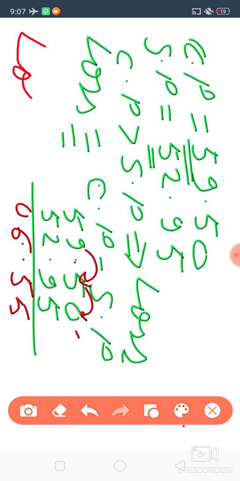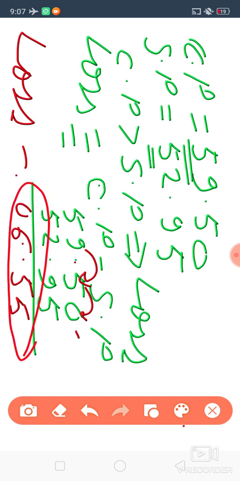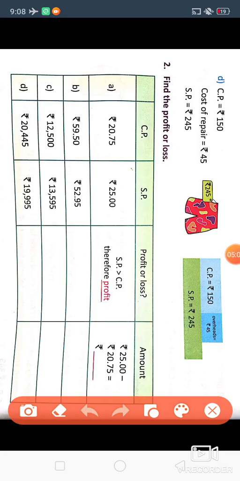So finally, how much are we getting? Loss is equal to 6.55 rupees. This is your answer. In the same way, you'll do question number C also and question number D. B I have just now done.